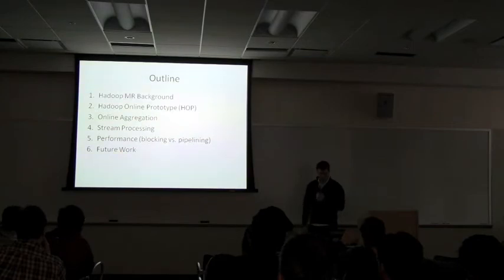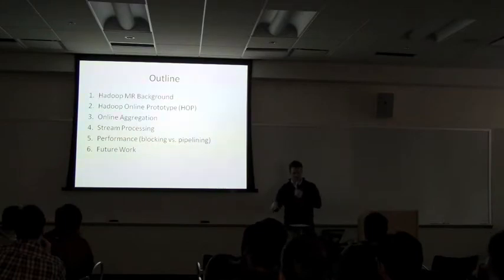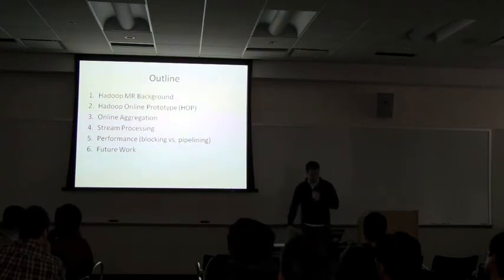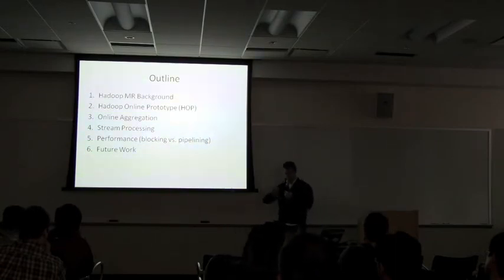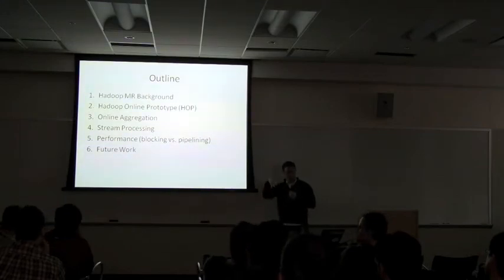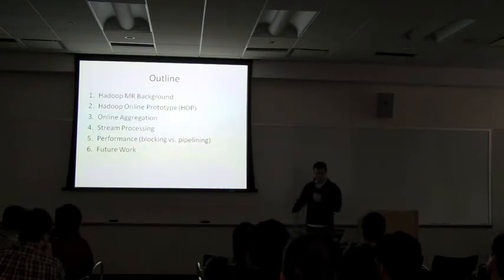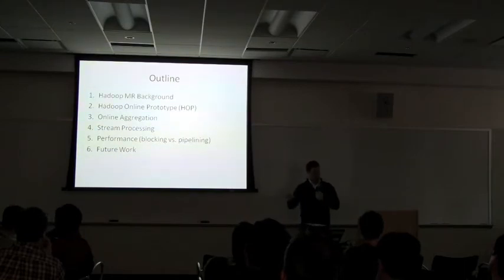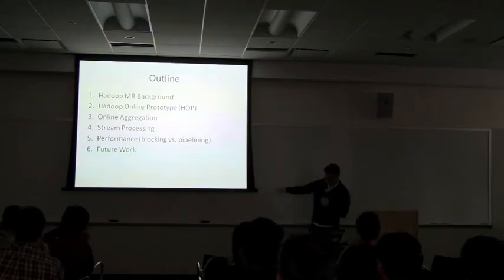So here's the rest of the talk. I'll give just a brief background on Hadoop, and I'll focus on the plumbing of Hadoop, because that's where all the changes occur. I'll then talk about the specific changes in HOP that we made for online aggregation and stream processing to work. I'll then provide a brief comparison of blocking versus pipelining. Now the performance here is not a thorough performance study. But I want to focus on the characteristics of blocking versus pipelining. So there are cases when blocking is actually better than pipelining, and vice versa. And then I'll go into some future work that we plan to do.